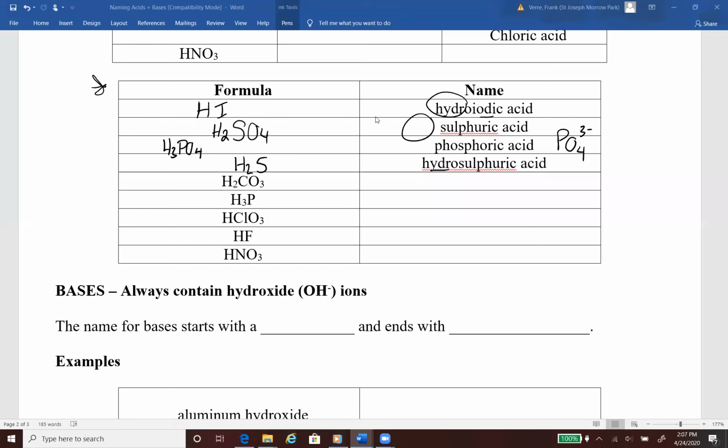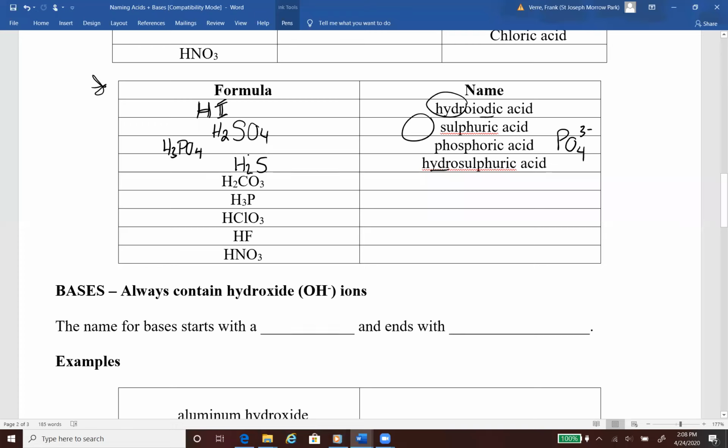Okay, so let's record. Let's go over the acids and bases. Here are questions specifically on naming acids or writing the formula out. So we looked at hydroiodic right here, HI. Sulfuric acid is H2SO4. Phosphoric acid is H3PO4.